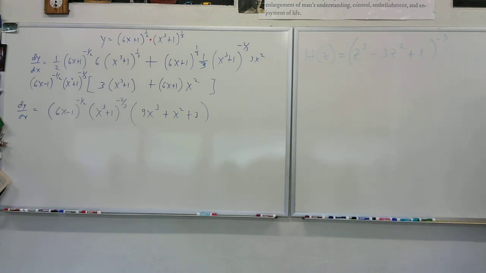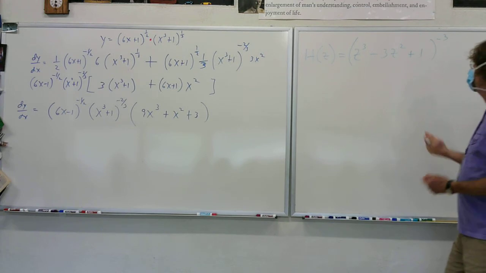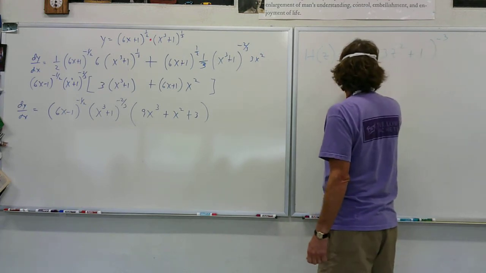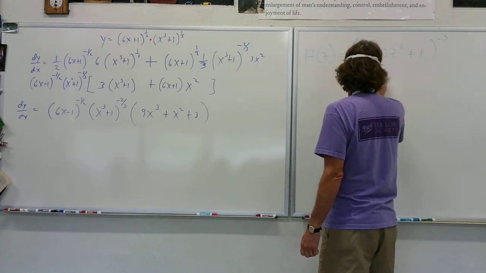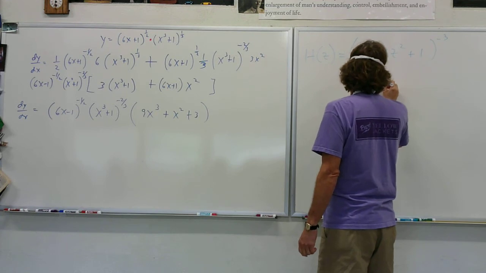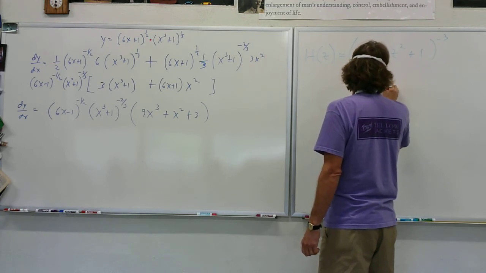Why do y'all think I picked this one? Because I want to see what y'all would do with that exponent, right? What did you get after you worked this? What did you have outside of the parentheses? Negative what? Say it again, please.